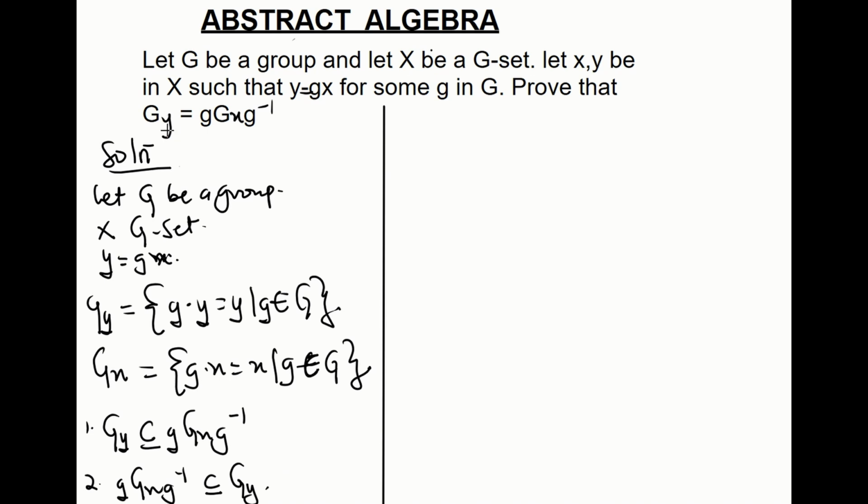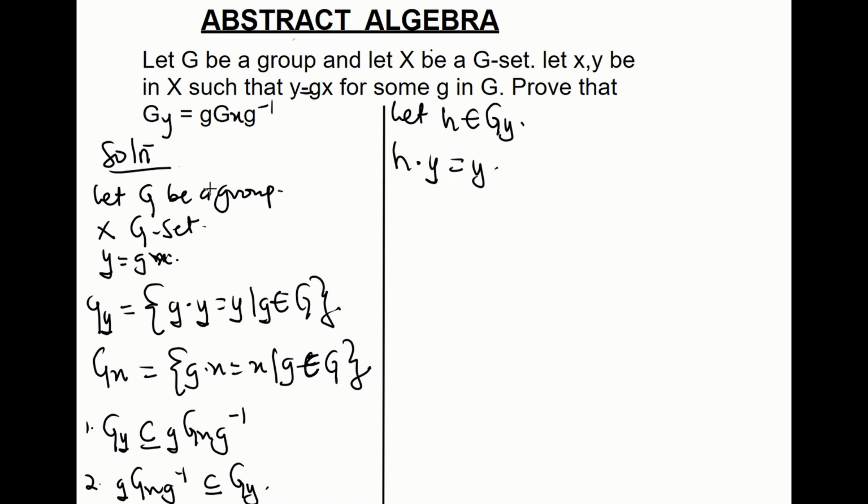First, let's pick an element in G_y and prove that it is in g G_x g inverse. So let h be in G_y. By definition, since h is in G_y, when we compose it with y, it leaves y unchanged. So we see that h·y is equal to y by definition of the stabilizer.